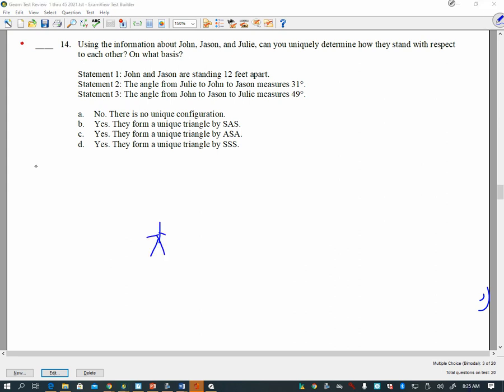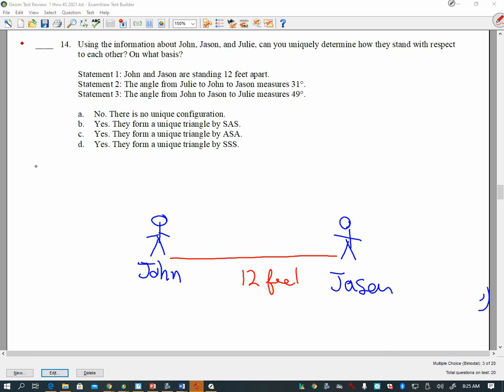So who's this? John? Where should I put Jason at? To the right? Okay, his body's not quite, it'll work. This is Jason, correct? Okay, now what do I want to do? Draw a line from here to here, right? How long is that line? 12 feet. Okay? Statement 2, the angle from Julie to John to Jason measures 31 degrees.